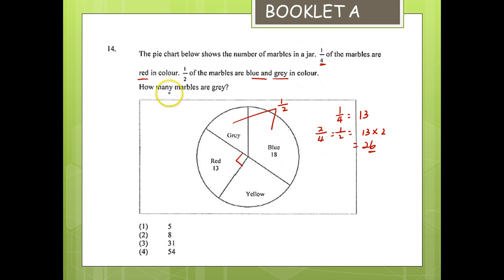So I want to find how many marbles are grey. I take 26 minus 18 and I would get the answer, which is 8. Option number 2.